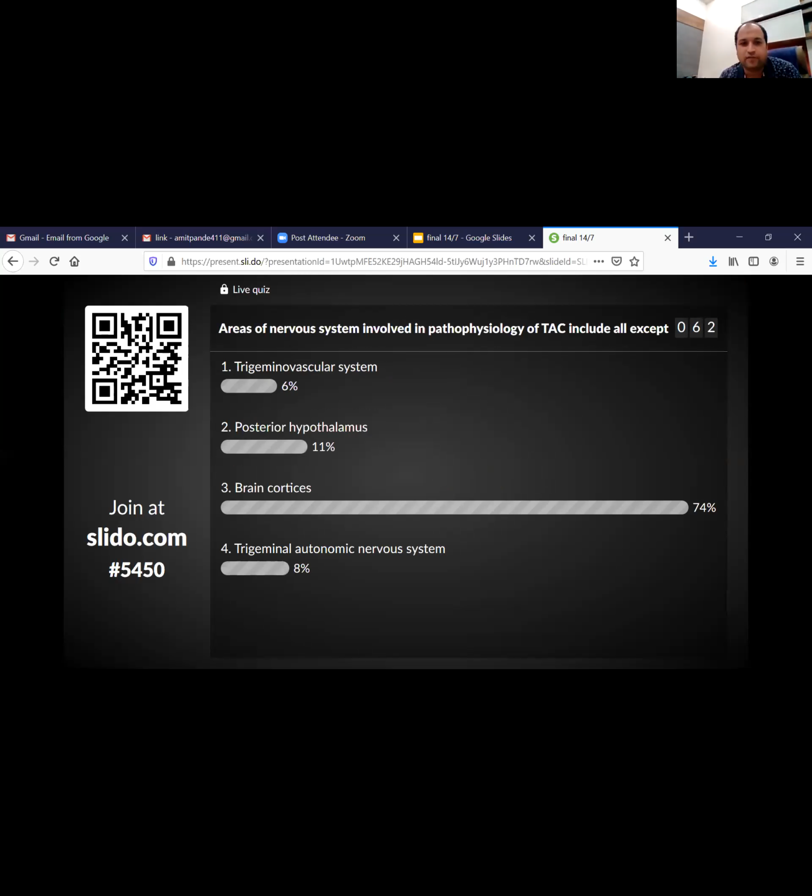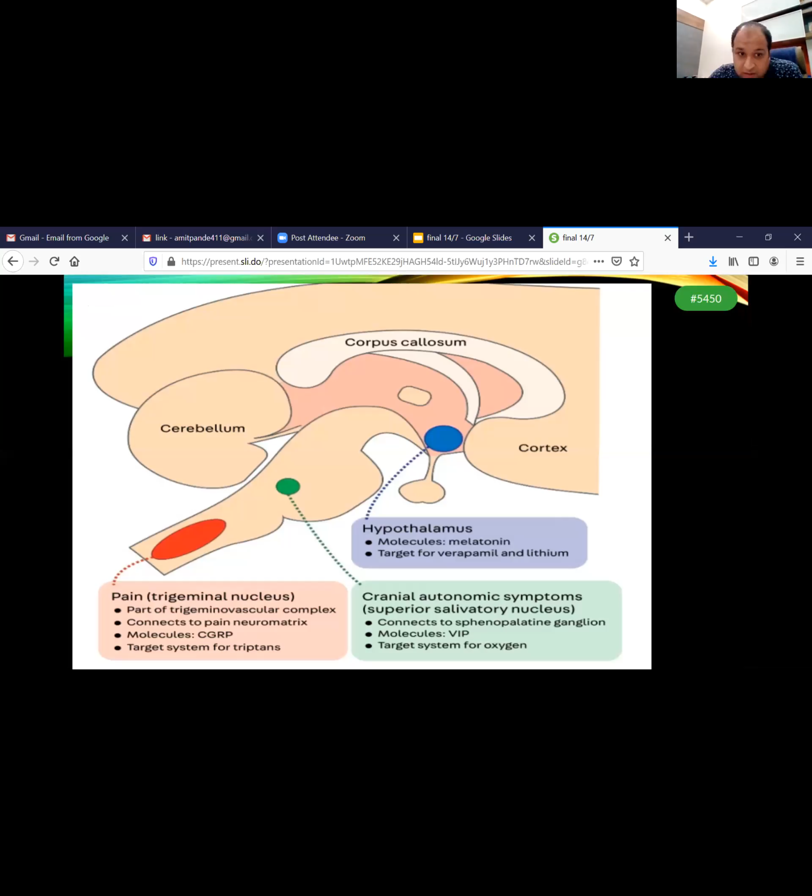Good. So majority of you have answered, 74% of you have answered brain cortices. Yes, it is not involved in the pathophysiology. You have to remember this diagram in which the important centers are given. The trigeminal nucleus is important for perception of pain. It is part of the trigeminal-vascular complex, connects to the pain neuromatrix, and the molecule released is CGRP, and it is a target system for triptans.